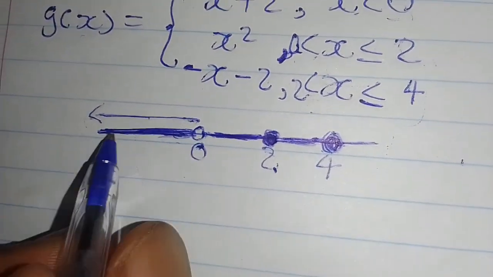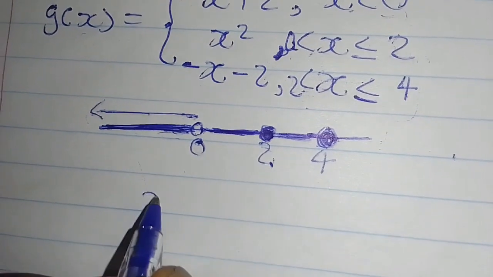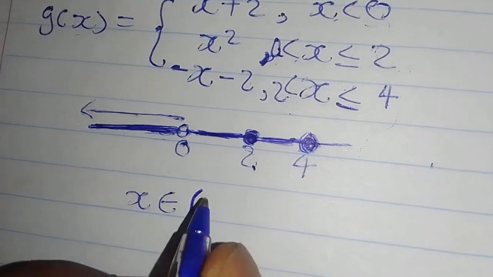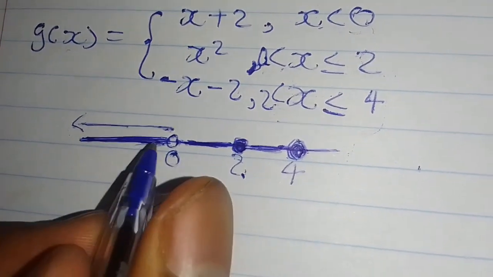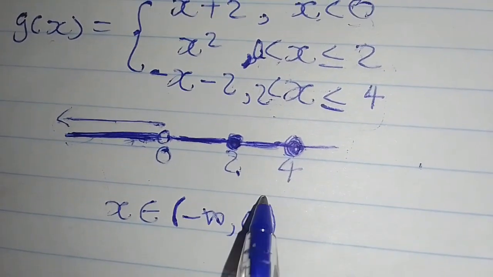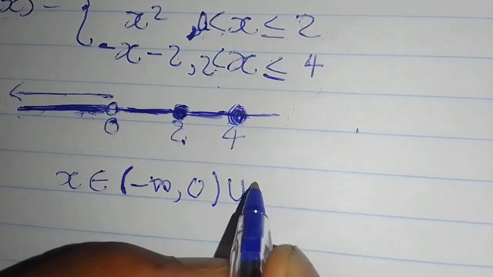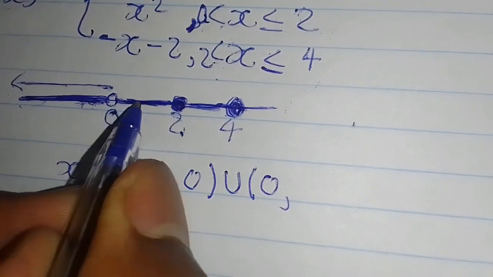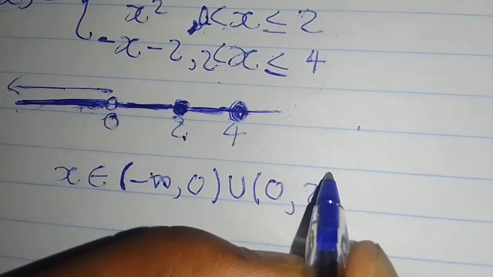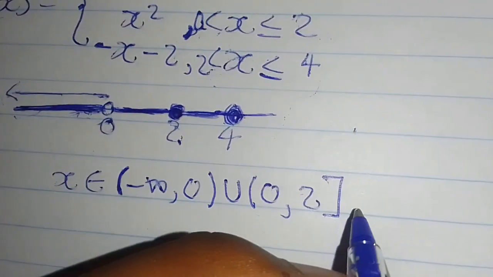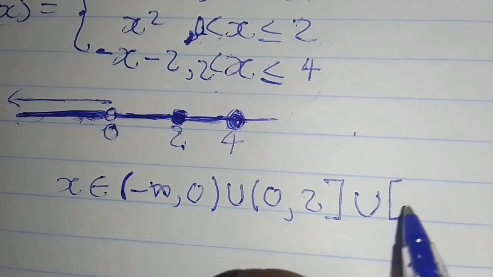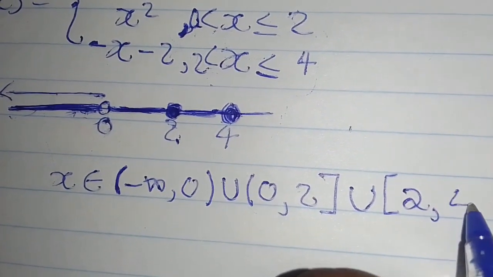Okay, so we see less than 0, and 0 is not included. So the domain of that g at x will be x is an element of all negative numbers. Less than 0 just means all negative numbers. And 0 is not included, so you're going to have a small bracket, 0. And we also have a second region between 0 and 2, where 0 is not included, so we're going to do this, and 2 is included, so we're going to have this. And then the union with the region between 2 and 4, where both of them are included, so we're going to have 2 and 4.